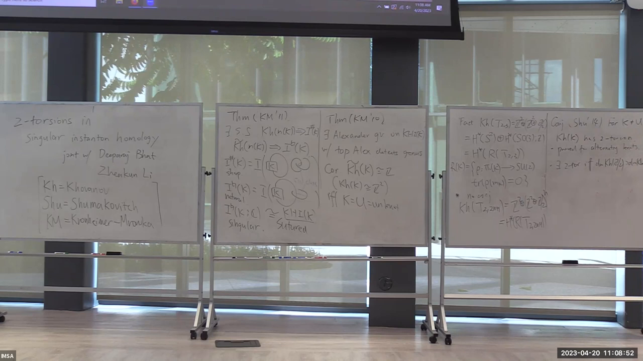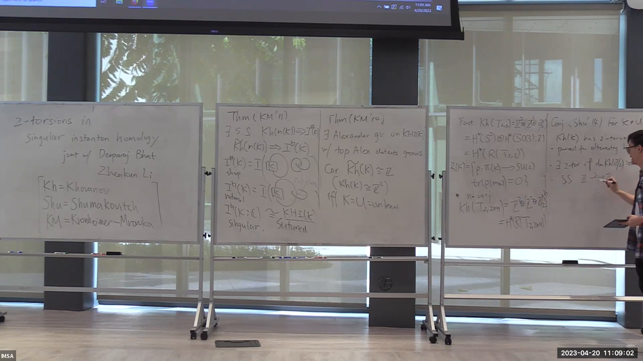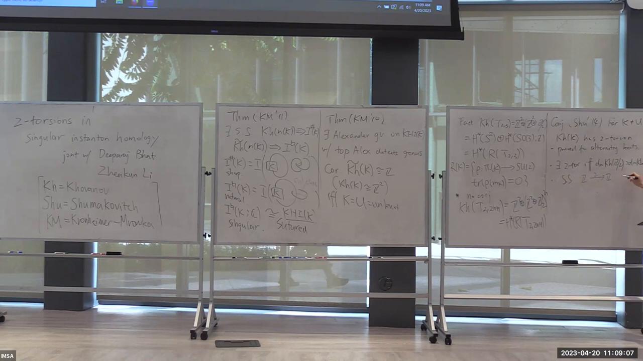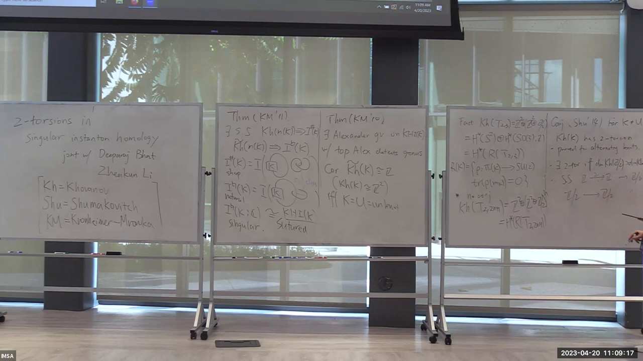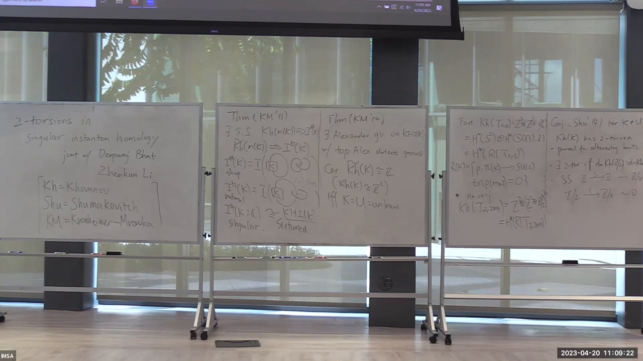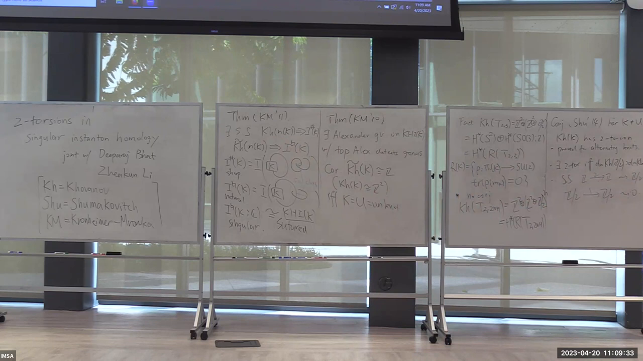That's basically how we find the two torsion. And the third thing is that under the spectral sequence, two torsion may appear or disappear. For example, if we have two copies of Z and the differential is 2 in the spectral sequence, then we will get Z2 after the spectral sequence. And if we start with two copies of Z2 and the differential is 1, then we get nothing. So the problem here is that even though we have a spectral sequence relating Khovanov homology and singular instanton homology, the two torsion may appear and disappear in the spectral sequence. Yeah, so that's the sixth point.